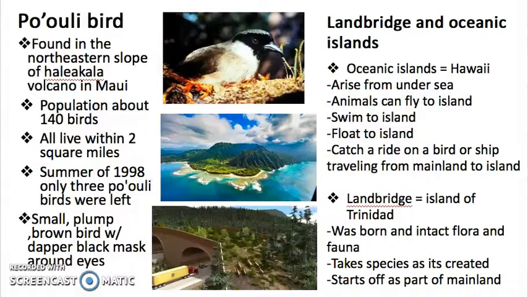Another item that Chapter 7 talked about was the oceanic and land bridge islands. An example of an oceanic island is Hawaii. Many animals migrate there to either create families or to breed with other animals. They can either swim there, float, or catch a ride from another animal or ship. A land bridge island is one that started from a mainland and drifted away eventually. An example of that is the island of Trinidad.